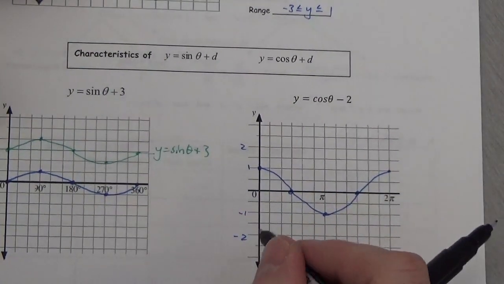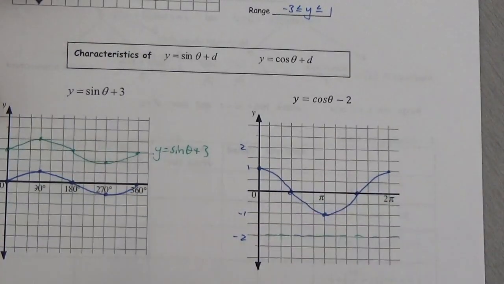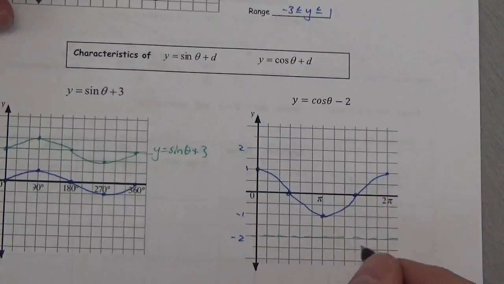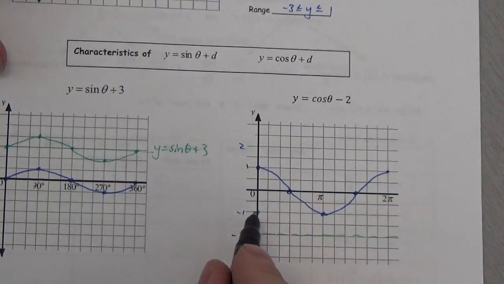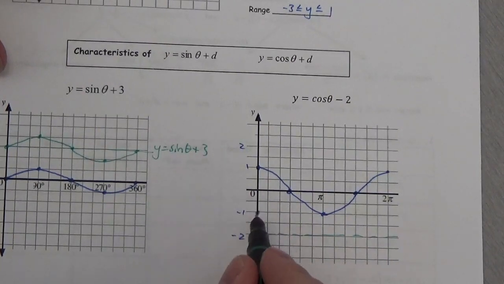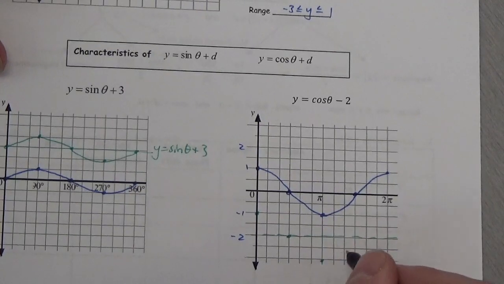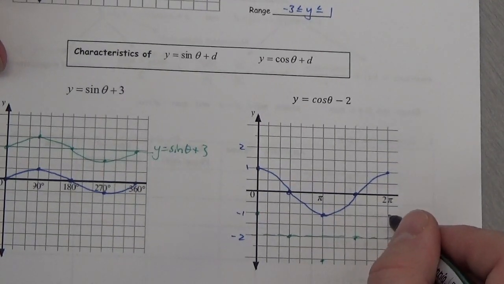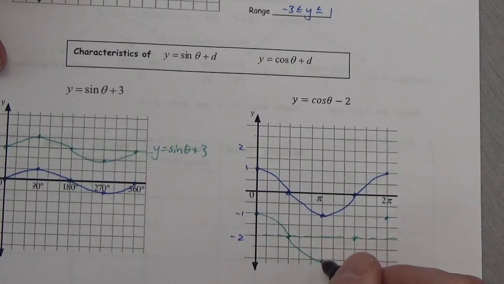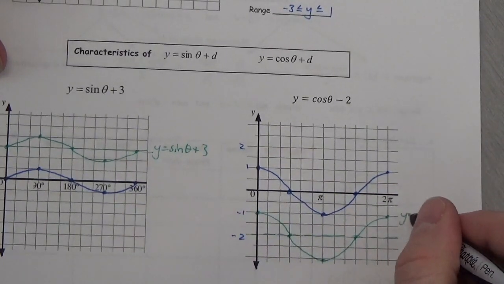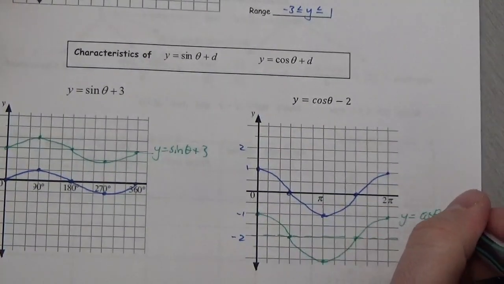And now what we're going to do is drop that down 2. So my median line is now down here at y equals negative 2. And so I'm just going to start and graph the same way here. At 0, it's going to be up at the top, so it's going to go down to the median line, down to its minimum, up to its median line, and then up to its maximum there. So the graph's going to look something like that. And this is y is equal to the cosine of theta minus 2.